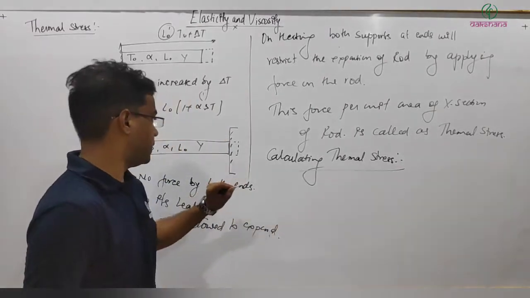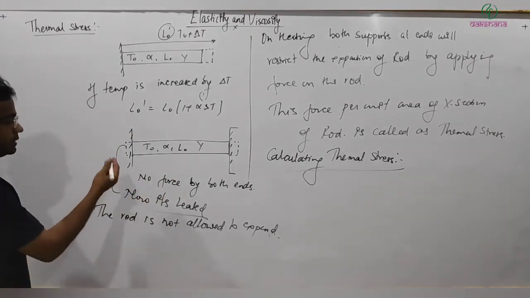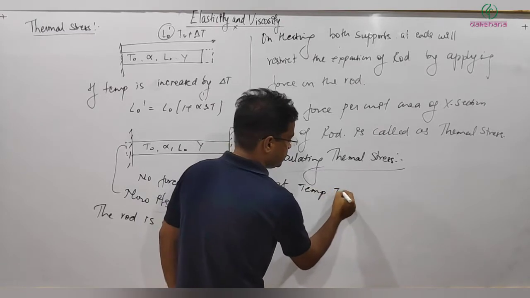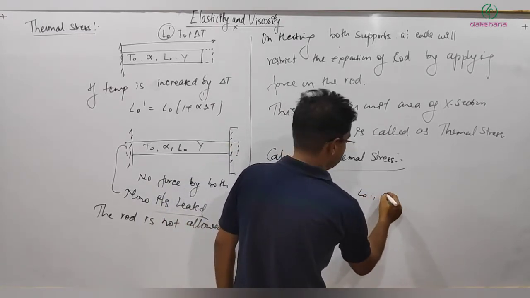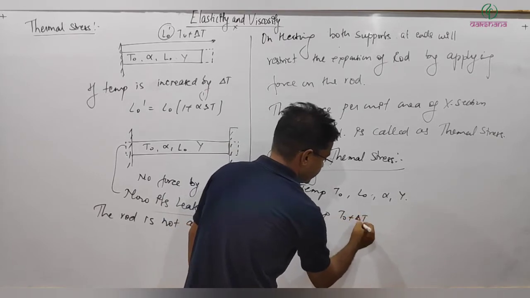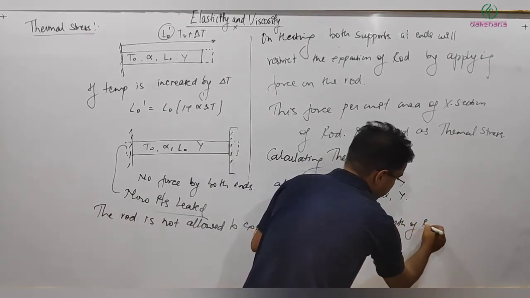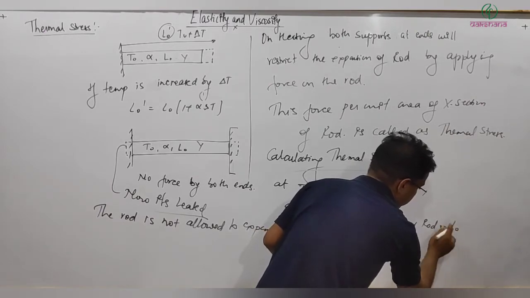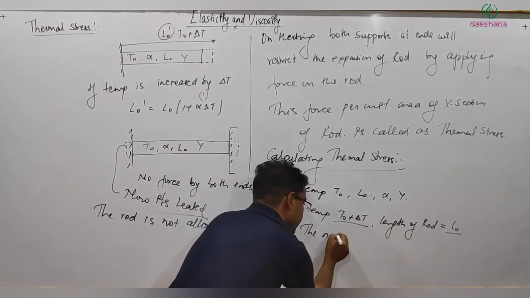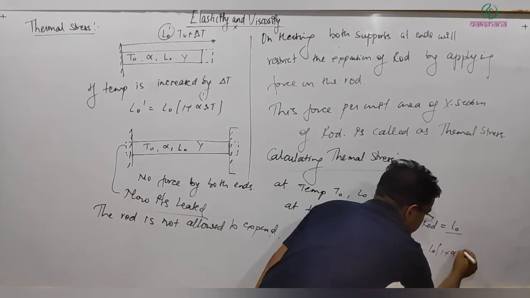So in this situation now, what is the length of this rod? At temperature T0, length L0, and alpha, everything is there. At temperature T0 plus delta T, what is the length of the rod here? Length of the rod is equal to L0. But is it its natural length? That's not. The natural length is equal to L0 prime, that is L0 times 1 plus alpha delta T.